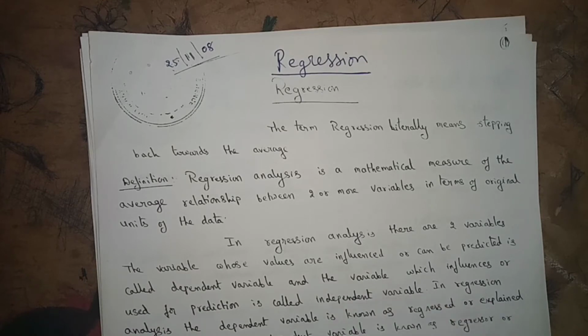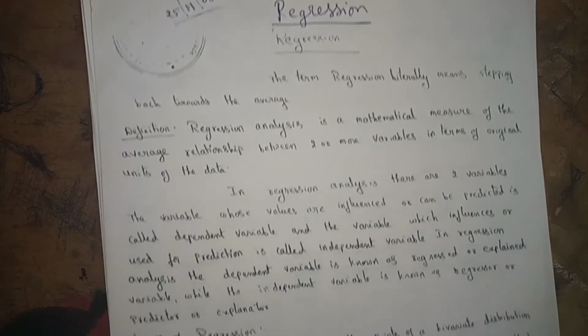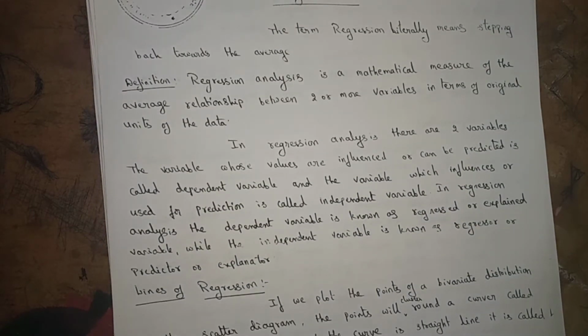Now, these two variables, the x variable and the y variable, what they stand for, we will see. The variable whose values are influenced or can be predicted is called the dependent variable, and the variable which influences, used for prediction, is called the independent variable. In regression analysis, the dependent variable is known as the regressed or explained variable, while the independent variable is known as a regressor, predictor or explanator. So one is the independent variable, one is the dependent variable.